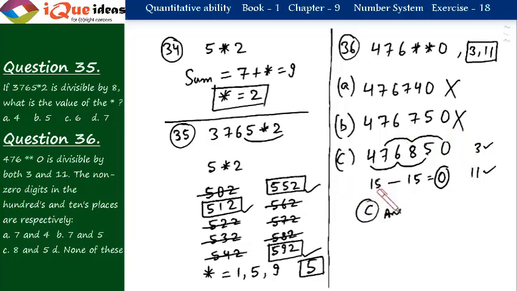Alright. So this method of putting the options back into the number is a very good method which could have been used in previous questions also. Right? Here, because the method was going to be longer for both 3 and 11, we opted for this particular method. You have to decide on the basis of situation.